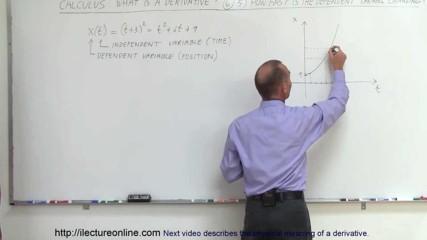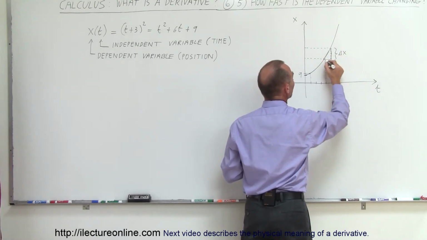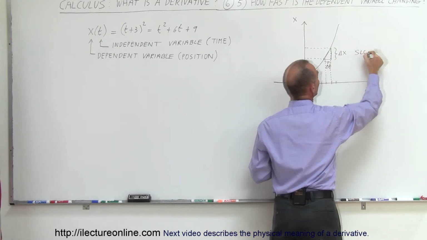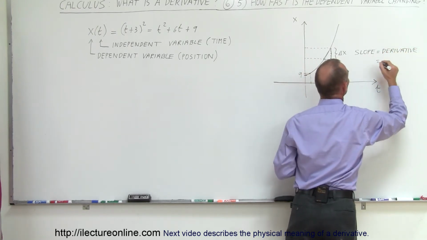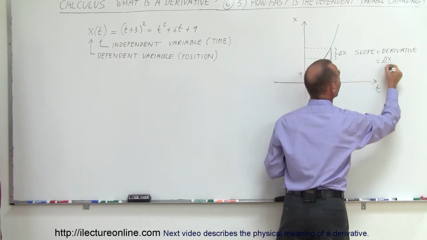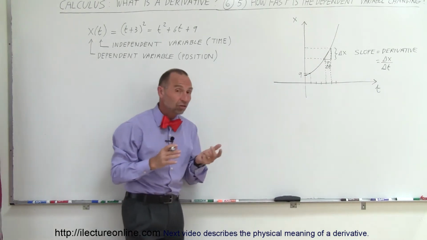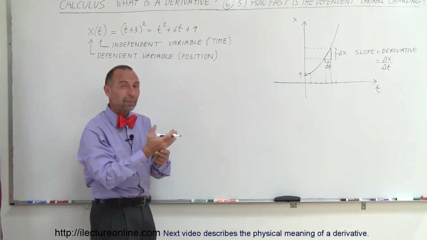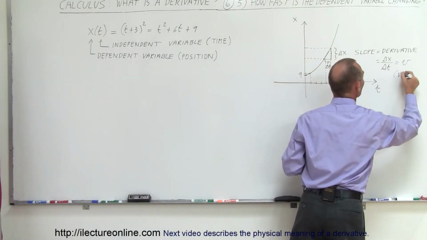If you draw a straight line right here and make this into a little triangle, notice that this here represents the change in x, the change in position. This here represents the change in time. And therefore the slope, which is equal to the derivative, is simply the ratio of the change in position, the dependent variable, divided by the change in time, the independent variable. Now also, by definition, the change in position divided by change in time, we call that velocity, v for velocity.